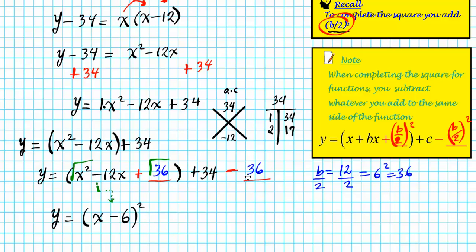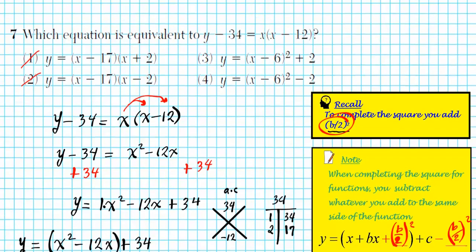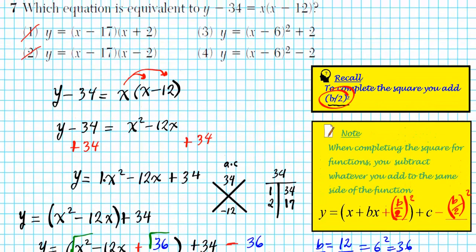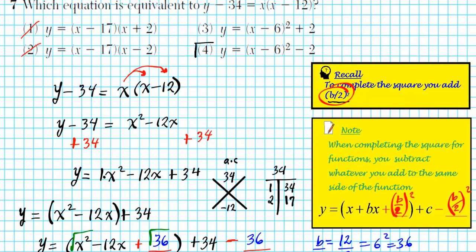And then what is positive 34 minus 36? Subtract, keep the sign of the bigger, minus 2. Okay, so this is the vertex form of this quadratic function that we have right here. All right, so let's take a look at it. Our answer is option number 4.